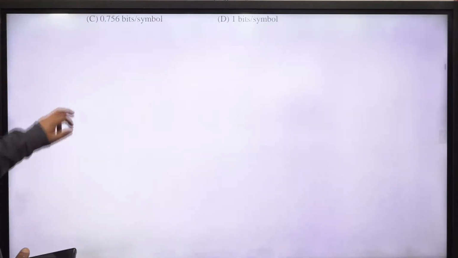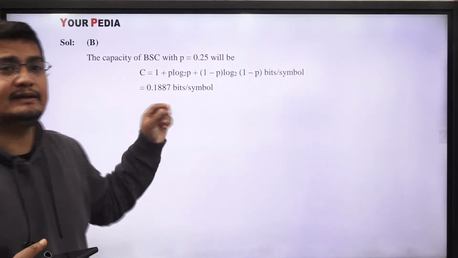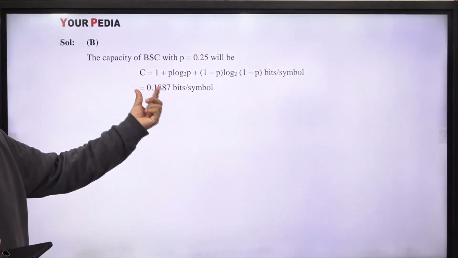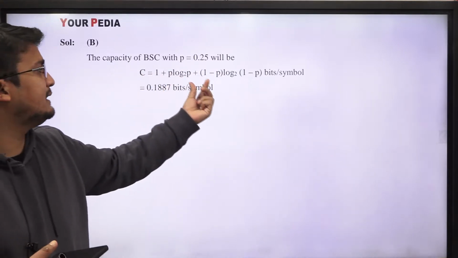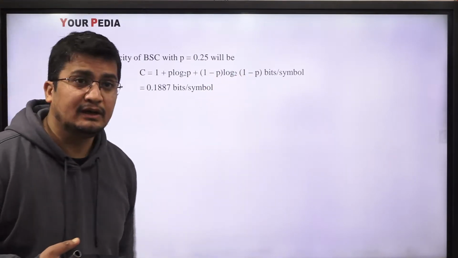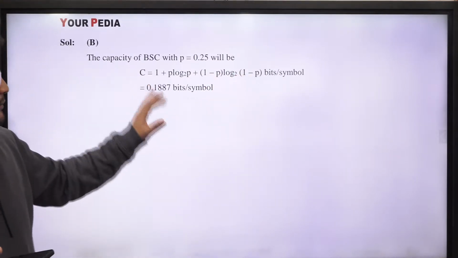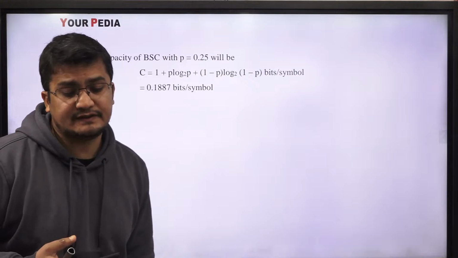So you can see the answer will be B, guys. The channel capacity of the binary symmetric channel is given this way: 1 plus P log 2 P plus (1 minus P) log 2 (1 minus P). So that's what I'm telling you, remember this formula. Simply put the value of P, which is 0.25.